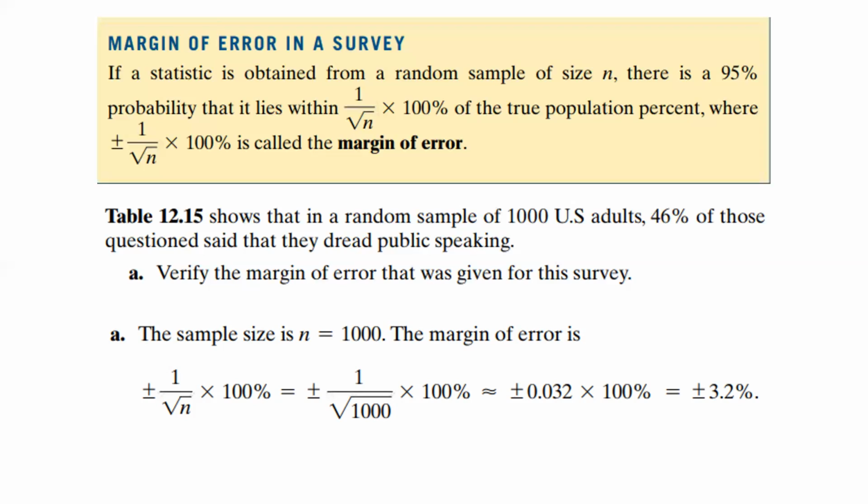So maybe it's more likely that if we kept asking people, we would see that actually 49% of people dread public speaking, or maybe only 43% dread public speaking. And again, that's a 95% chance they'll fall between those two values. So there's a very, very good chance that in the grand scheme of things, if we ask a ton of people, actually 46% plus or minus this 3.2% dread public speaking. So that's this idea of margin of error.